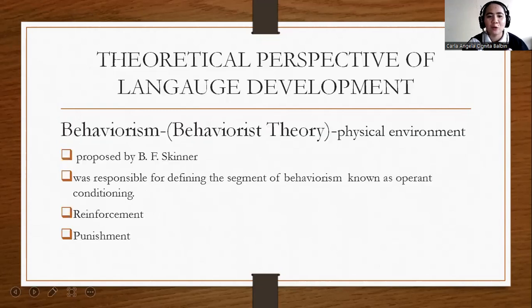Moving on, let's now come to the theoretical perspectives of language development. Okay, the first one is the behaviorist theory, which was proposed by B.F. Skinner. So I put there physical environment, because behaviorism has something to do with the environment. So sabi dito, B.F. Skinner was responsible for defining the segment of behaviorism known as operant conditioning. So what do you mean by operant conditioning? Operant conditioning is a process by which an organism learns from its physical environment.